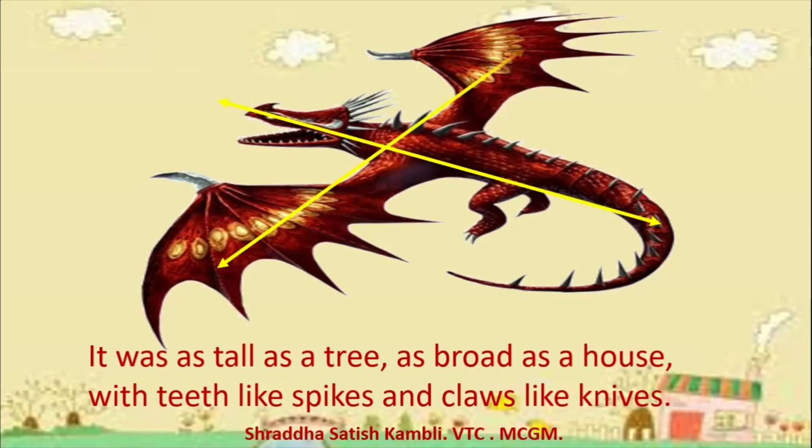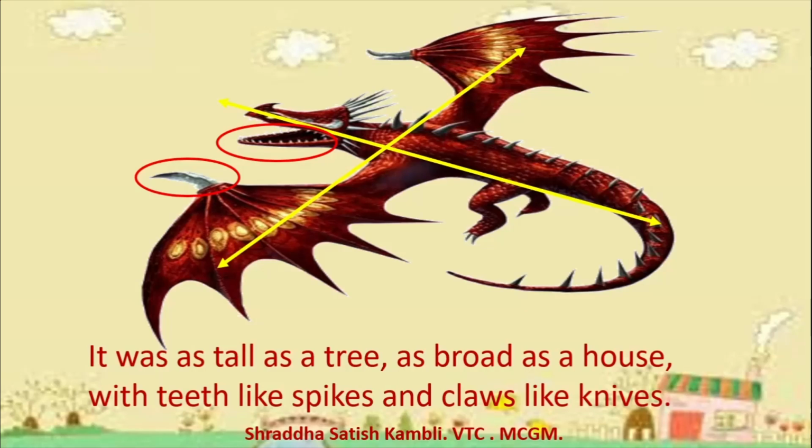Okay? And it had teeth like spikes. Spikes means big nails. Alright? And also it had claws which were like knives. So my God, this dragon was so dreadful. And it was so huge. And what did it do? It entered the king's party. No, he was not called by the king. Had the dragon been called by the king? No. But he was still a guest. So he was an uninvited, dreadful guest.